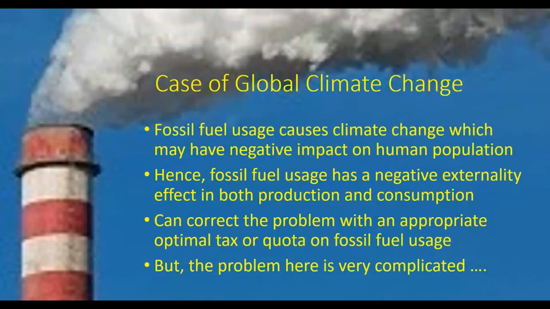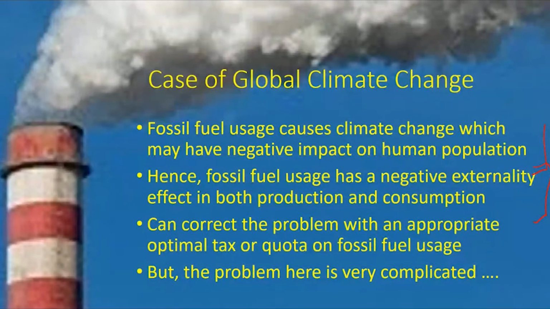Okay, so just a quick reminder of what the issue is. Fossil fuel usage causes climate change, which has a potentially negative effect upon the human population. So we can think of that as a negative externality effect. It takes place because production of certain things creates carbon that gets emitted to the atmosphere, and consumption of things causes carbon emissions as well. Now, the simple response is we can correct for the overproduction and overconsumption of fossil fuels with an appropriate tax or quota on fossil fuel usage.